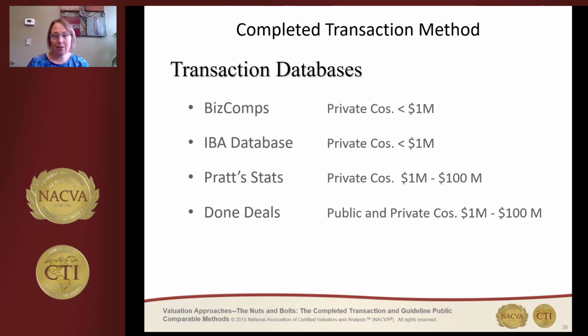And then Done Deals has private and public data for 1 to 100 million. So again, larger company deals, but we also have public and private data within that. So these are some of the databases. It's very handy, but be cautious, especially if you're using software. You don't want to just go in and grab Done Deals without even thinking. If you have a company that's a Main Street florist with sales of 700,000, did you really want Done Deals? Maybe you wanted BizComps or IBA instead. So really think about that.